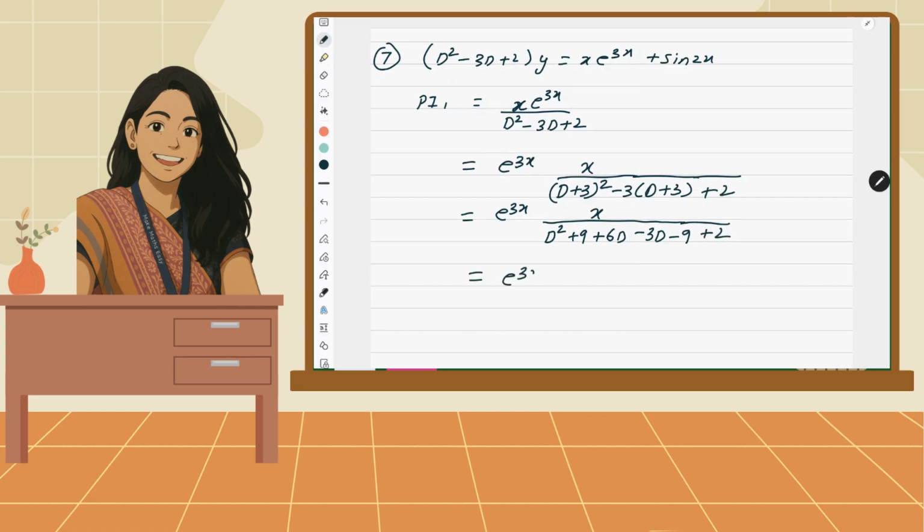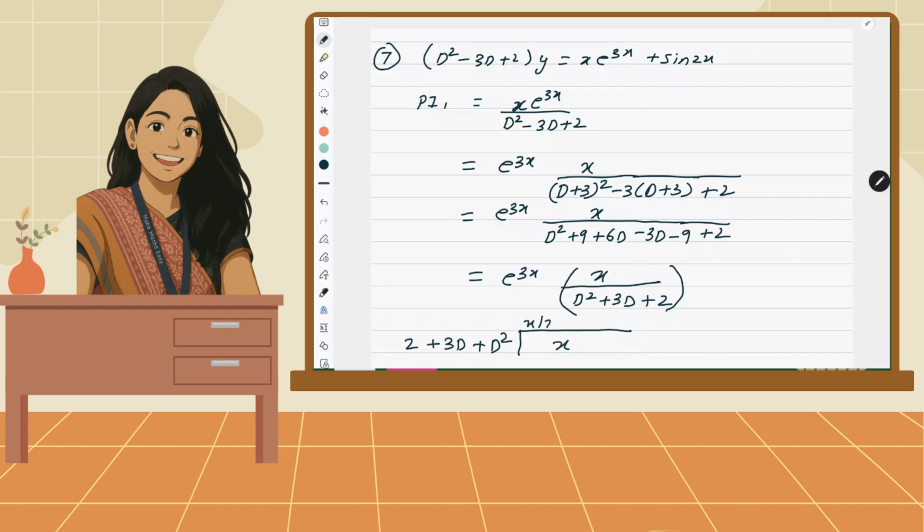So this is e to the power 3x, x upon D square plus 3D plus 2, correct? Now this part becomes case 3, where you have a polynomial. So I should solve it by the polynomial method, right? Let us start that. If you don't know that method, please go back to the previous video and learn it, and then do this question.